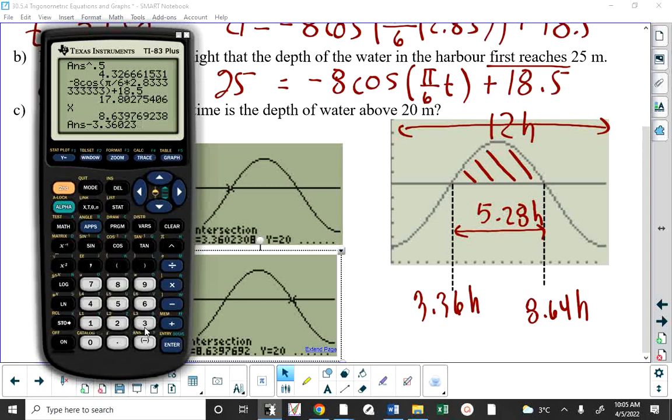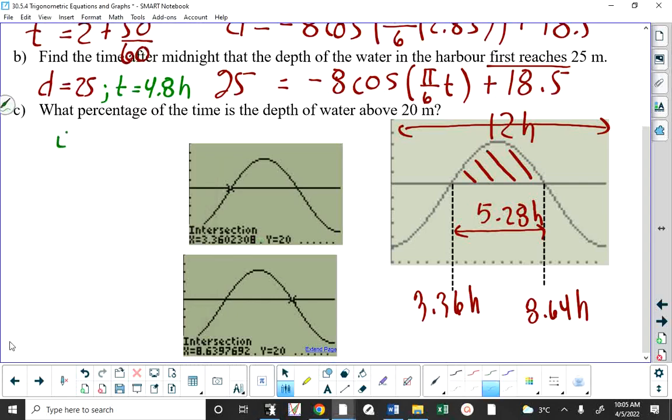We've been around long enough in high school math to know that if this were a numerical response question, you would want to be careful to carry a significant number of digits. Don't do any wild rounding partway through your work. So it's actually 5.2795 divided by 12 and then times 100. Gives you about 44% of the time. So the answer to part C is 44%. Any questions with C?